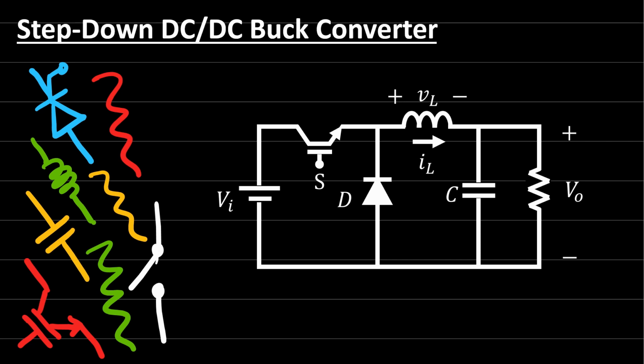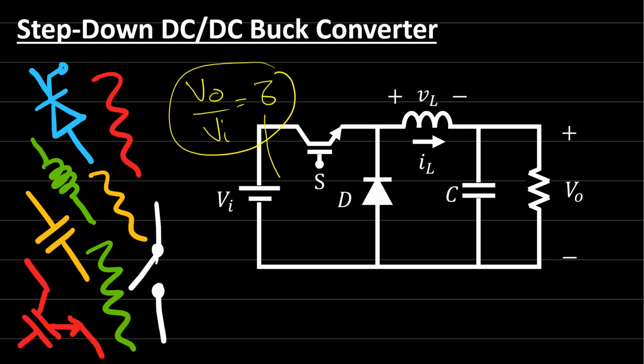Today we'll continue talking about the buck converter, the step-down DC to DC converter. Last time we talked about how to derive the relation between the output voltage and the input voltage for this converter, and we found that the relation between the output voltage and the input voltage is equal to the duty cycle that is sent to this active switch.